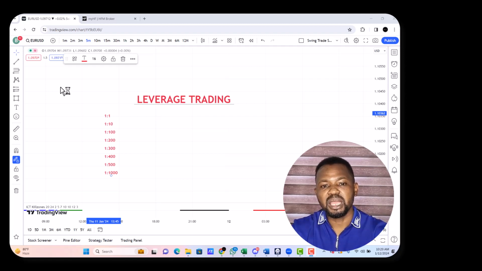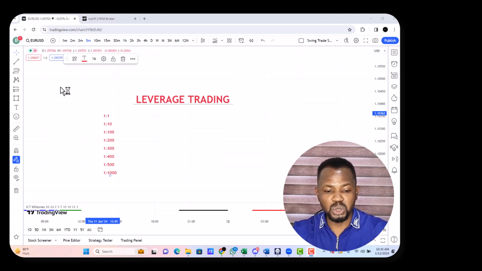That is why on the platform of every broker, whether you are trading a demo or a live account, you always see things like 1:1, 1:10, 1:100, all the way to 1:1,000. Some brokers even have 1:5,000. Right? Now, what does this mean?